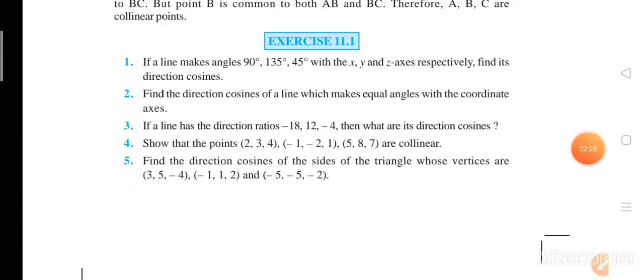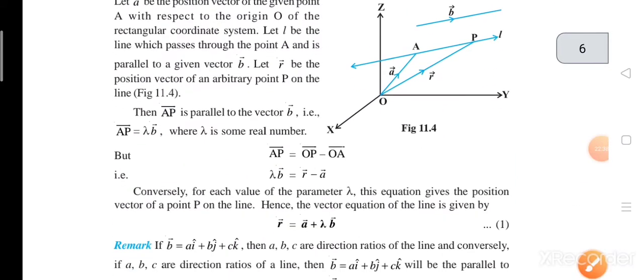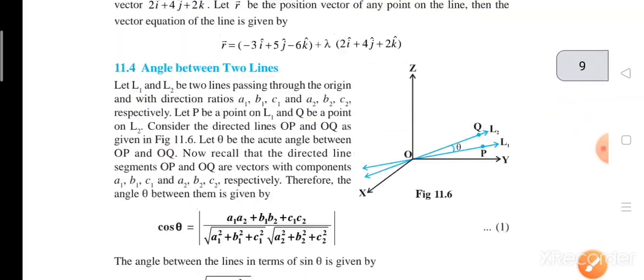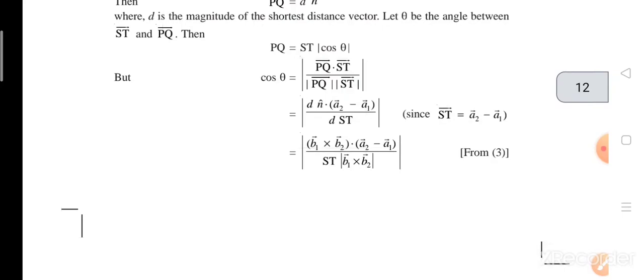Now next, three-dimensional geometry, all examples before 11.1, and from this exercise, question number 2, 3 and 5. All examples before 11.2 and the topics which are not removed.